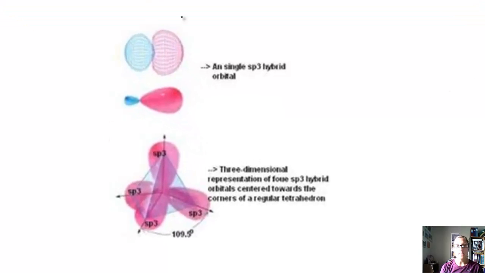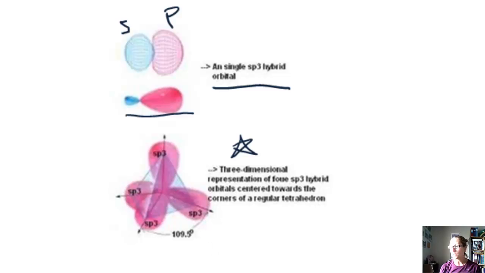Okay, and so as you can see, here's our single sp3 hybrid orbital. Here's the s, and here's the p. Here's a different shape representation. And then when we put it together as our methane, our tetrahedral, we can see that each of these is forming this sp3.